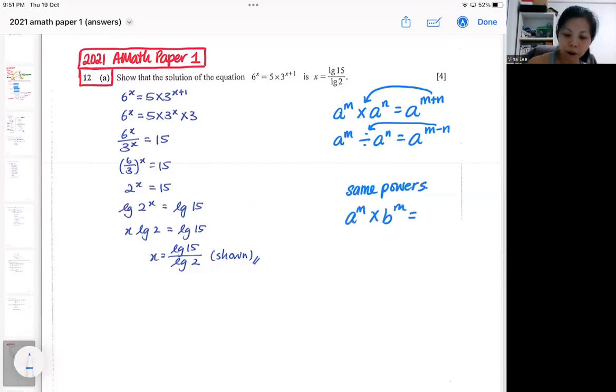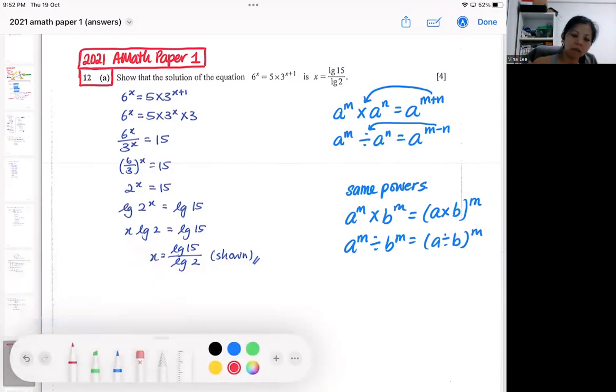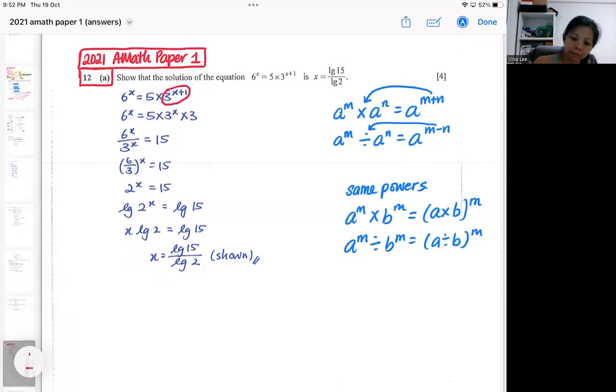So when you've got the same power under multiplication, you can group them. That's the thing that we are trying to do. And if, let's say, you've got a divide, I can also do it this way. This is the same power rule that I would like to execute. So that's why your objective, when you see things like this, is to group the power x together.